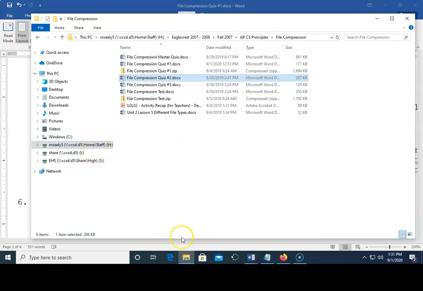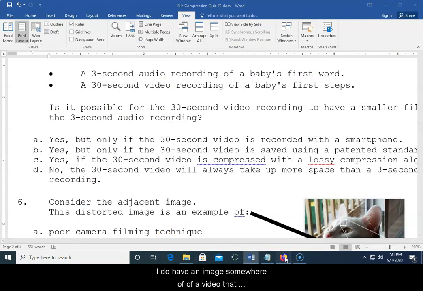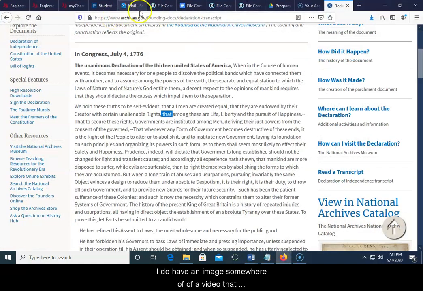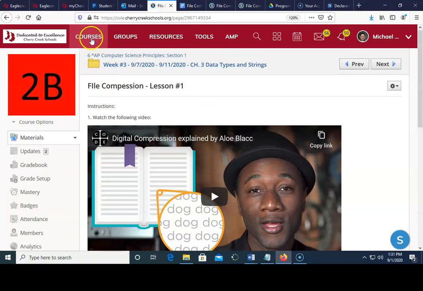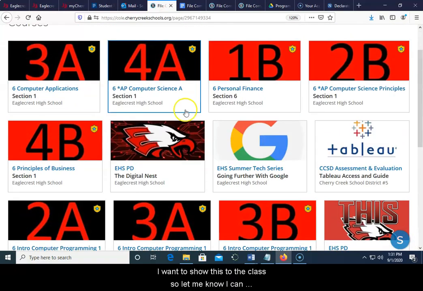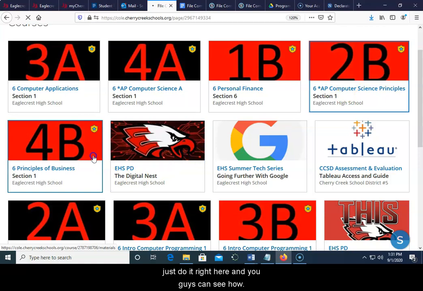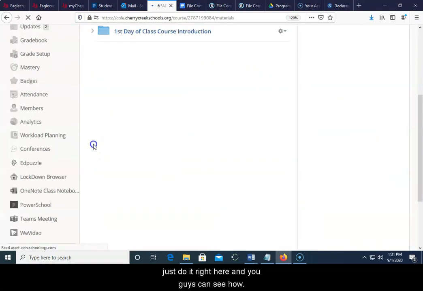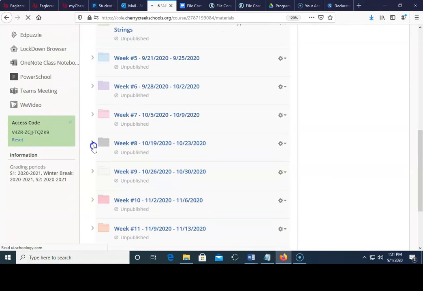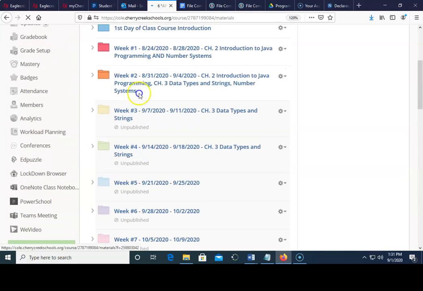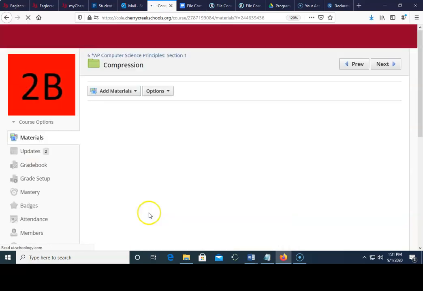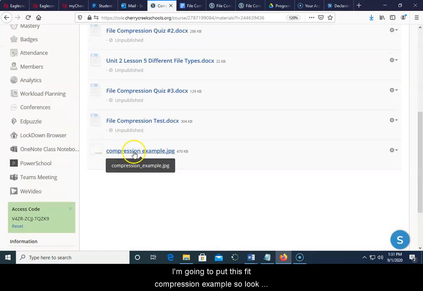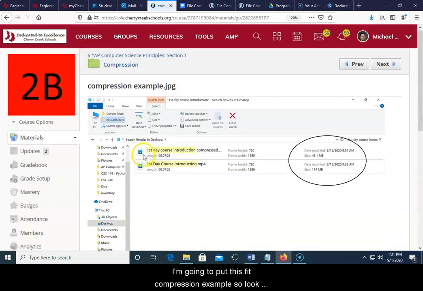I do have an image somewhere of a video that I compress. Let me see if I can find it. I wanted to show this to the class, so I can just do it right here, and you guys can see. I think I stored it in the compression folder right here. And I'm going to put this compression example. So look at this real quick.